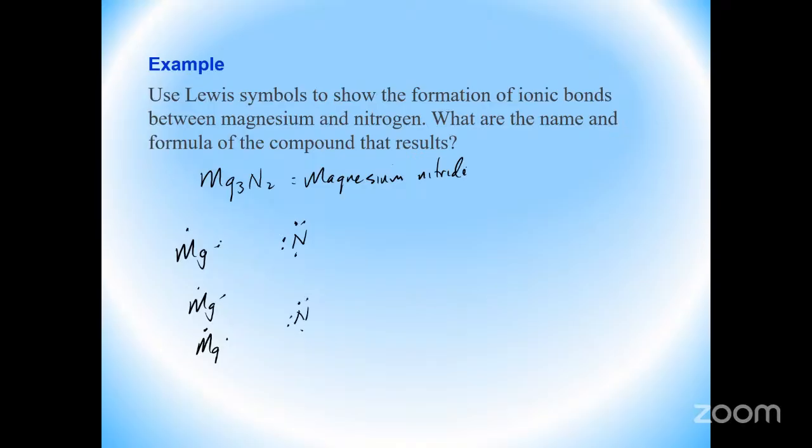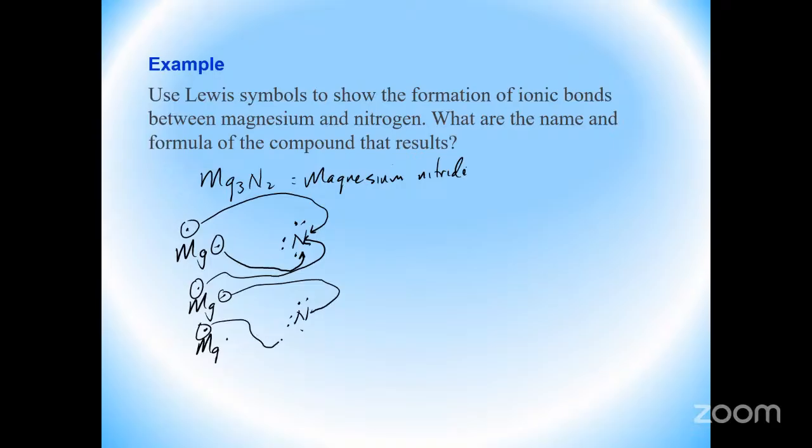So what's going to happen is that this electron here from the magnesium will transfer to this nitrogen. This electron will transfer to the same nitrogen. And then this electron will transfer to the same nitrogen. And then this electron will transfer to this nitrogen. And this electron and this electron will transfer to the other nitrogen.